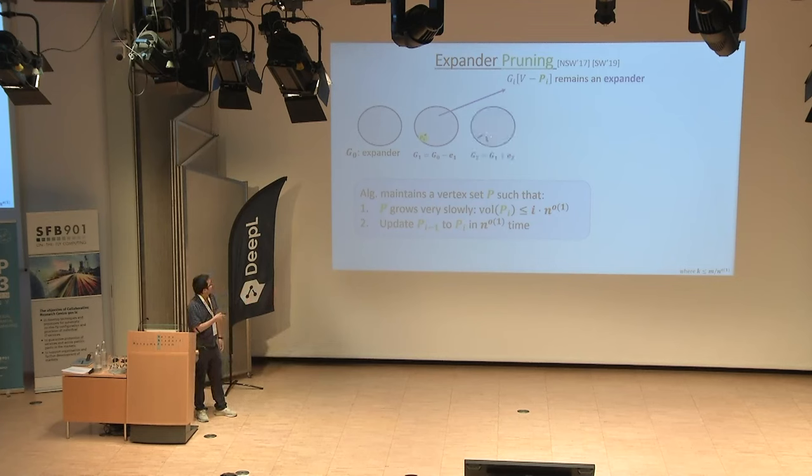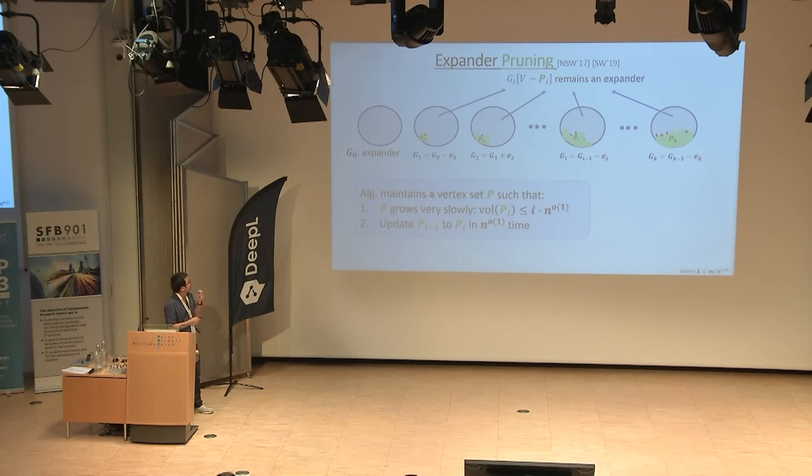Then the next update can come. The algorithm will update the set P, and again, the complement of P remains an expander, and so on. The most important thing is that this complement of P is always an expander. And the algorithm guarantees something about set P. First of all, the set P grows really slowly. The volume of P at time i is something like i times some small factor. So after one update, the set P just grows by something like a constant. And also, we can update the set P in small time.